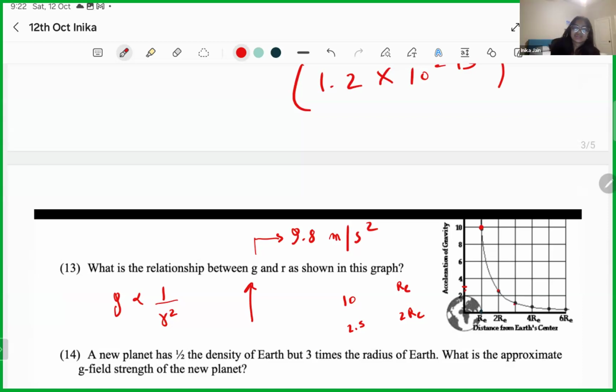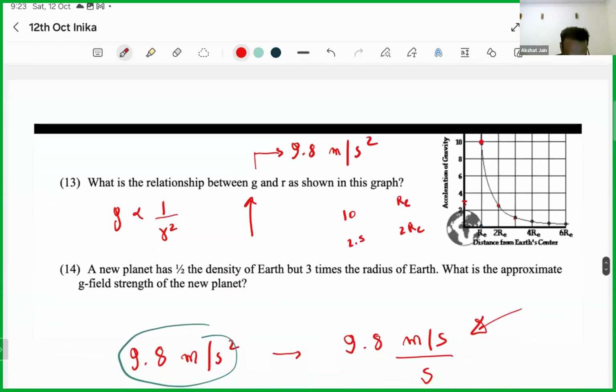Oh, this is the answer. As you are making R as 2R, the G value becomes 1/4. Okay. Everything is fine. That makes sense, and that is understood also, right?